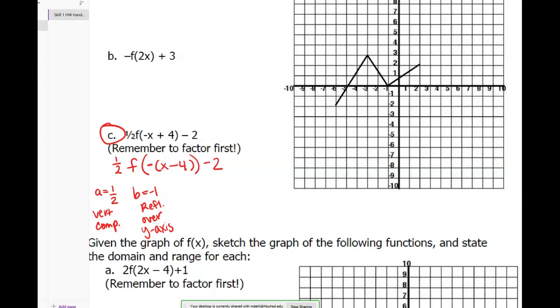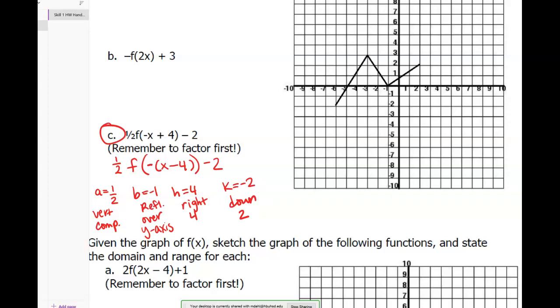My h value is +4. If I didn't factor correctly, I would have thought that it was -4. And that means I'm going to shift to the right 4 units. My k value is -2, and that means I'm going to shift down 2 units.